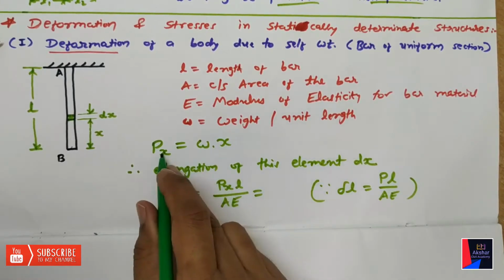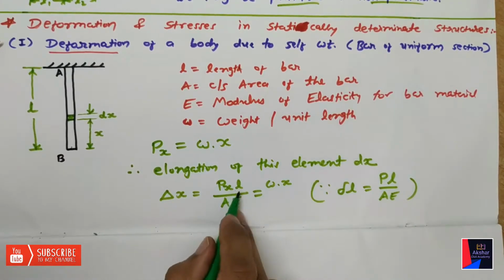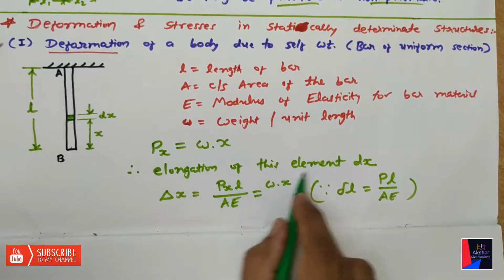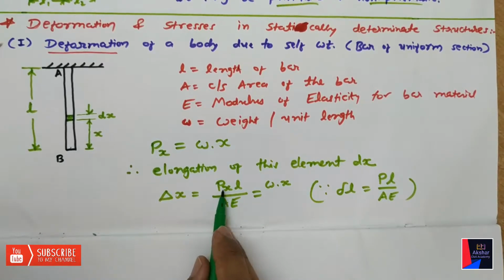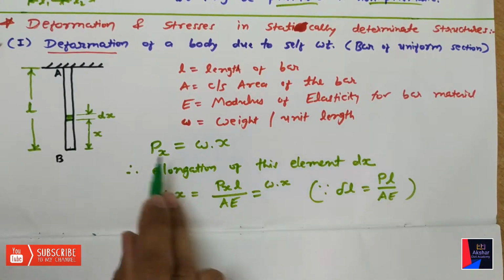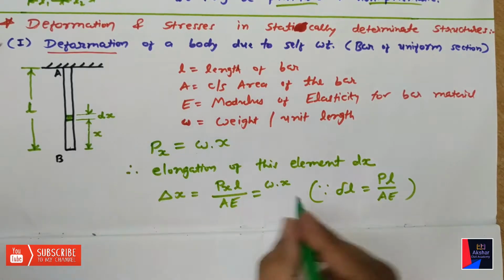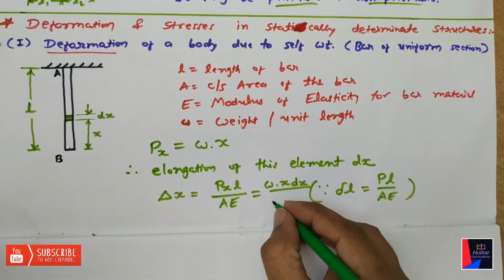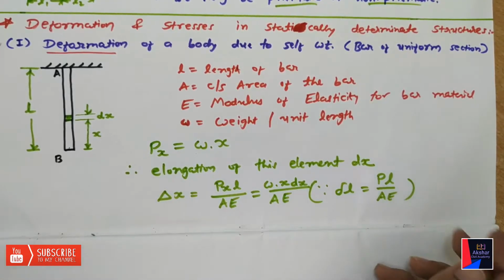Hence we can write the value of Px as w into x, and here L is the length of this element, so the length of this element is equal to dx. Clear? Px is the load coming on the element, that is w into x. L is the length of this element, which is dx. So we can write w x dx divided by area A and E, the modulus of elasticity.